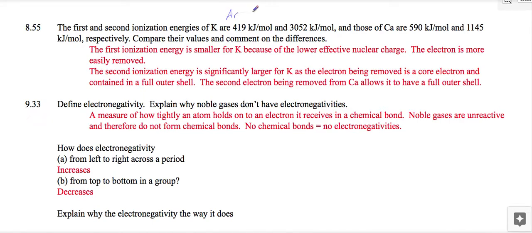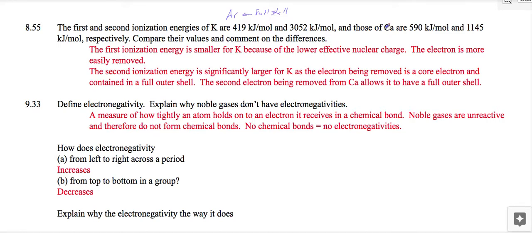If we take an electron away from potassium, now it looks like argon. It is isoelectronic to argon. Now that is a noble gas. Noble gases have a full outer shell. So if we have a full outer shell, it's going to take a lot of energy to remove an electron from an atom that has a full outer shell. So that's why we see this huge jump from the first ionization energy to the second ionization energy.